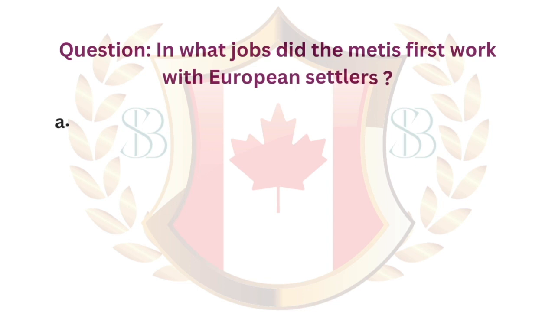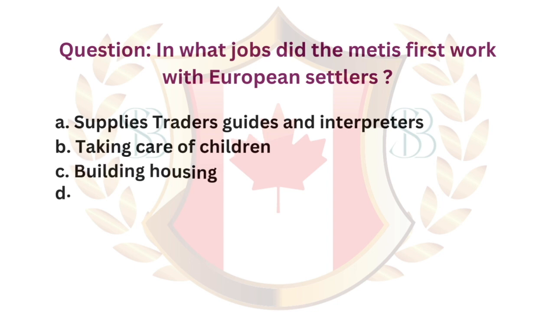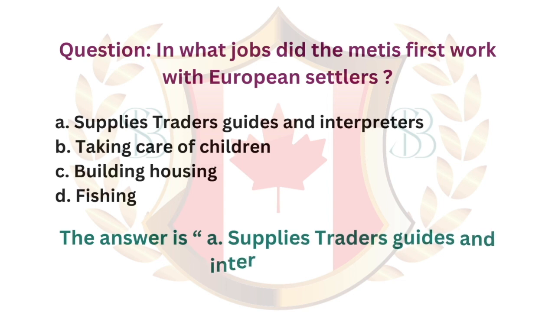Question. In what jobs did the Métis first work with European settlers? A. Suppliers, traders, guides and interpreters. B. Taking care of children. C. Building housing. D. Fishing. The answer is A. Suppliers, traders, guides and interpreters.